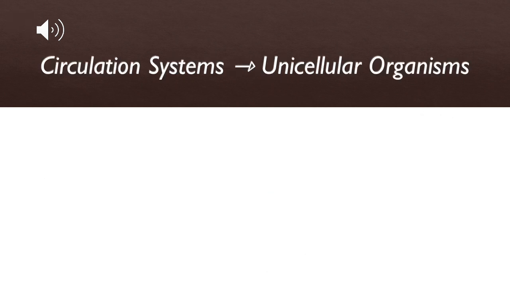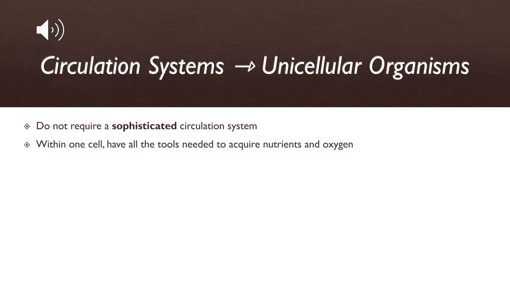Let's have a closer look at unicellular organisms and how they transport materials around their body. So, because of their size, unicellular organisms are so small that they do not require a sophisticated circulation system to move things around their body. They don't have a heart to pump blood through their vessels or lungs to acquire oxygen. Everything just happens within that one small cell.